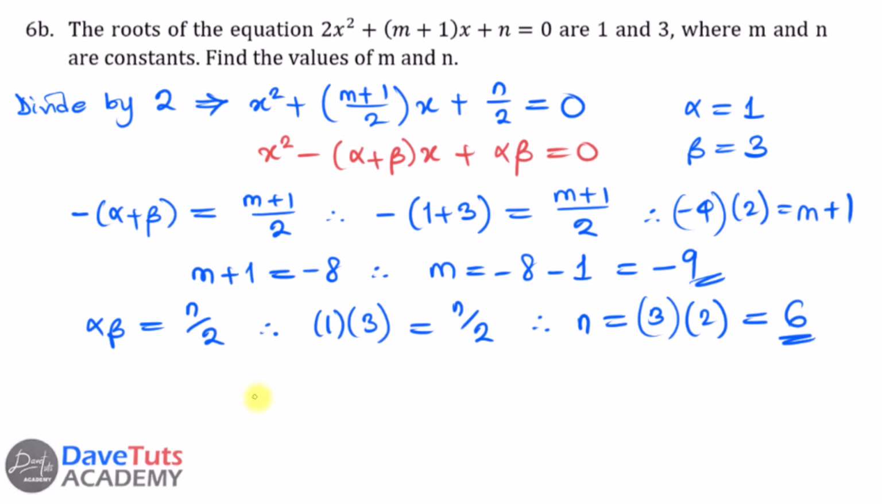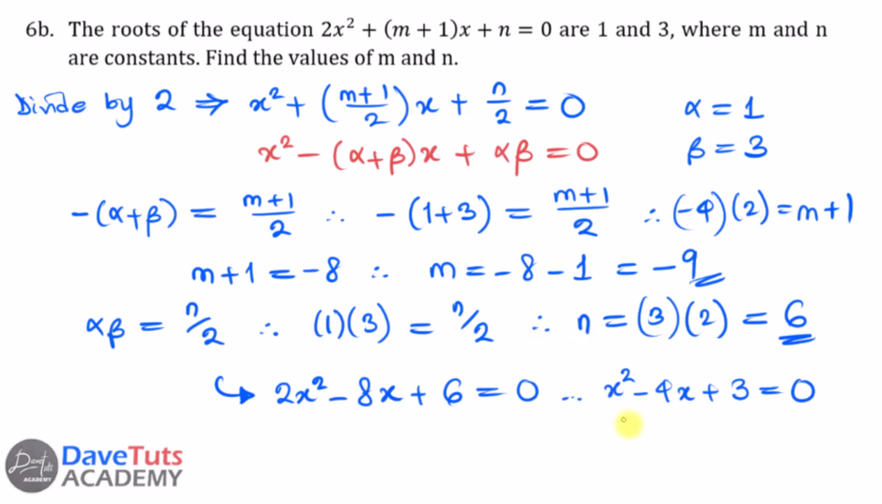And then let me just show us this. The original equation will mean that we have 2x squared plus (m plus 1)x. M plus 1 will be minus 9 plus 1, which is minus 8. So I can say minus 8x, then plus n. What is n? N is 6, plus 6 is equal to 0. If I divide through by 2, it will reduce to x squared minus 4x plus 3 is equal to 0.